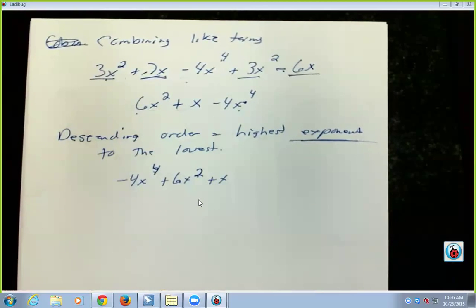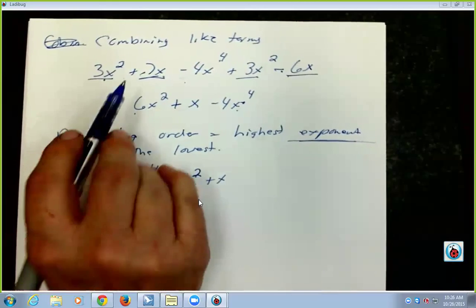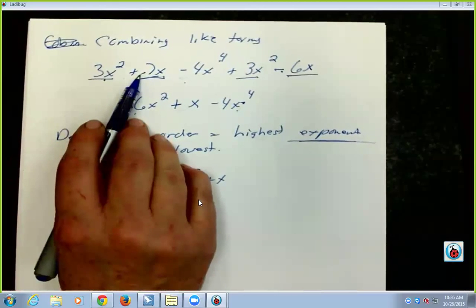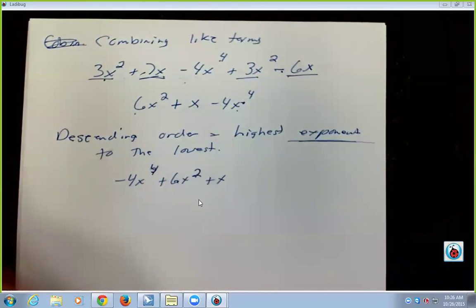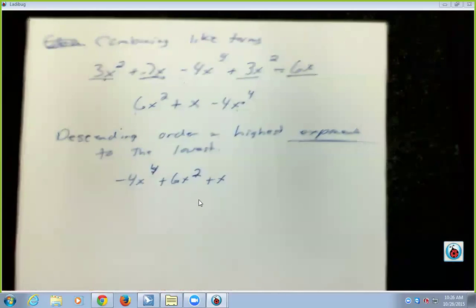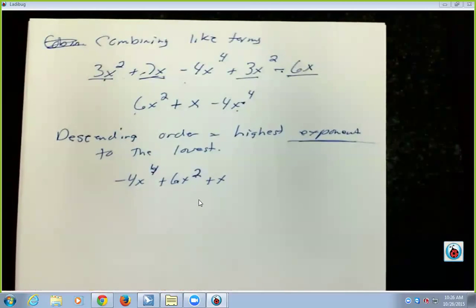So we want to make sure that we do that and we get our descending order. Think you're okay with combining like terms? Again, it's just looking at them, seeing what can be put together, and that isn't anything new than what we did before. Okay? So in sticking them together, you just want to make sure that you have those things together.